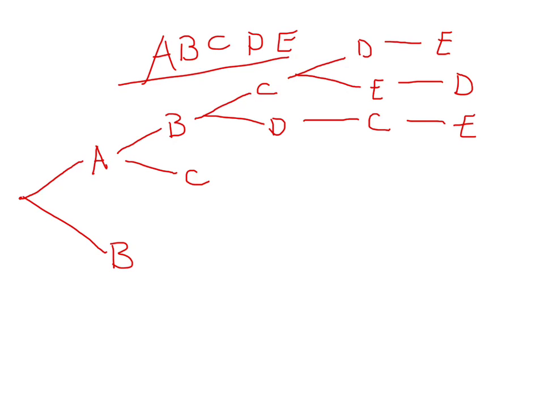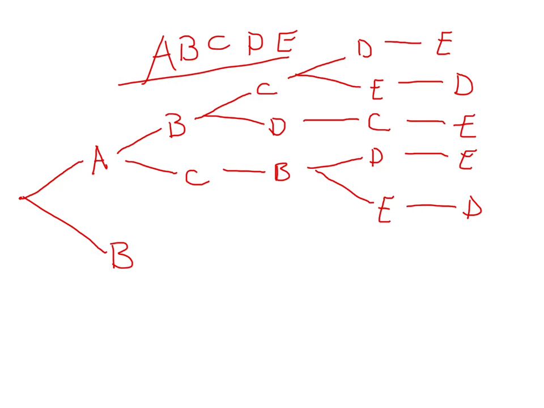Now suppose B and C switch. So it starts off A and C. Well, since B and C switched, B has to come next. And after the B, well, it could be D, or D and E could have switched, and it could be E. Then after the D, it has to be E. After the E, it has to be D.